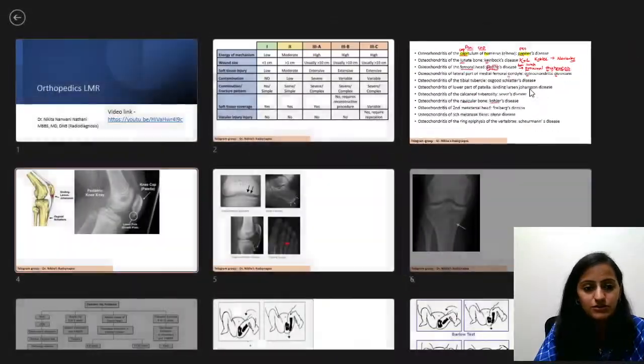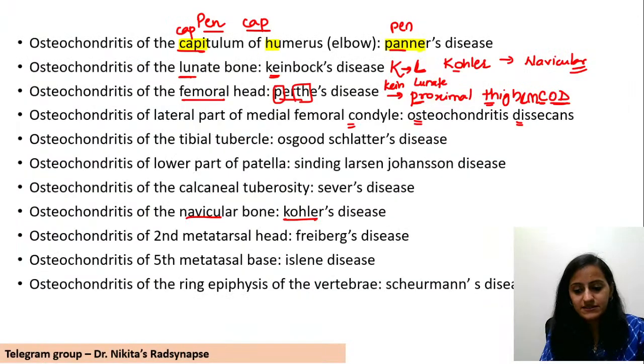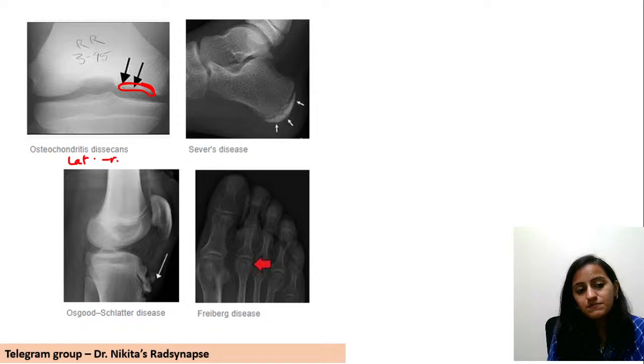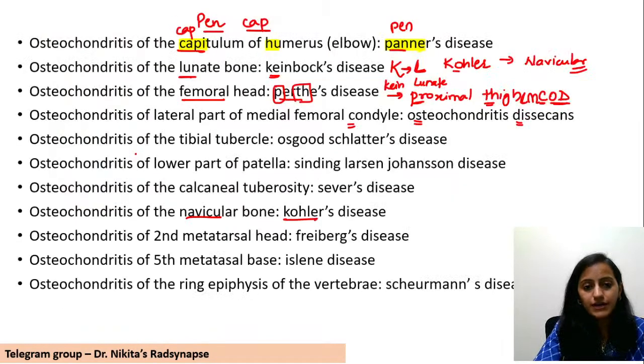I'll show you the image also of osteochondritis dissecans. So this is what osteochondritis dissecans is. This is the tibia. You have the medial condyle and its lateral part. That is your osteochondritis dissecans. So remember, lateral part of the medial femoral condyle.